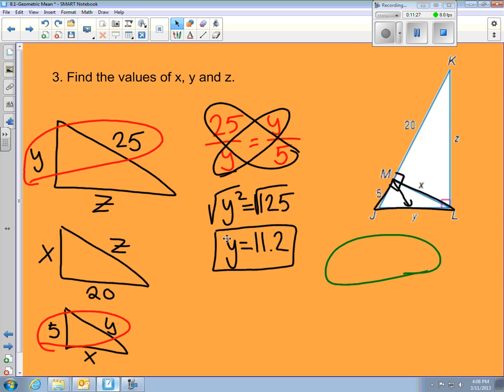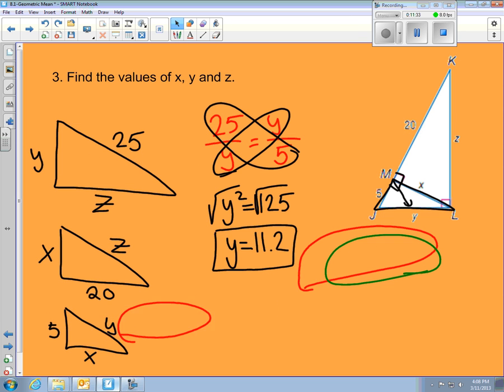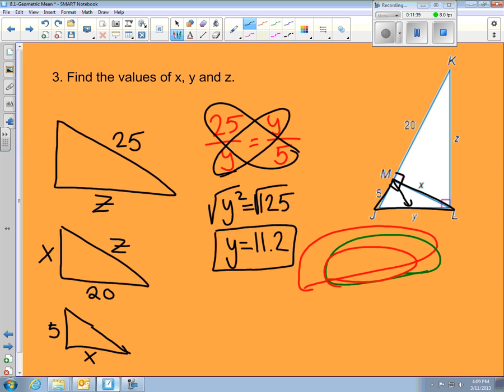Now that we have our y, we can actually go through and clear out some of these circles. And let's get rid of the y, and we're going to change that to our 11.2 now.